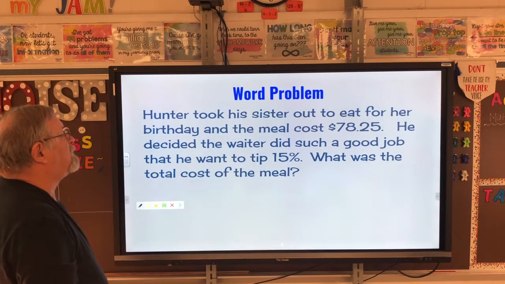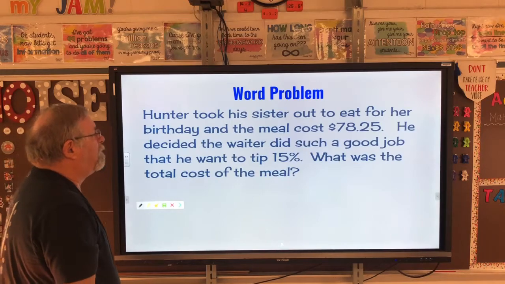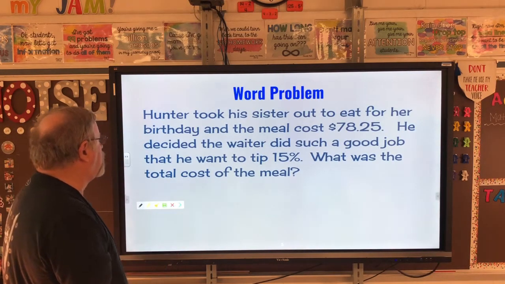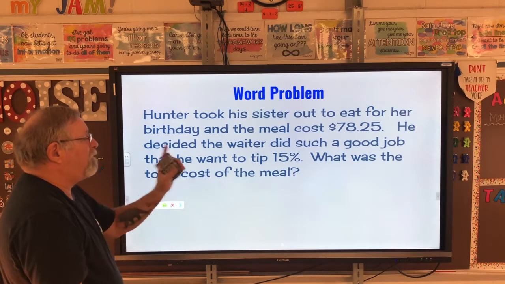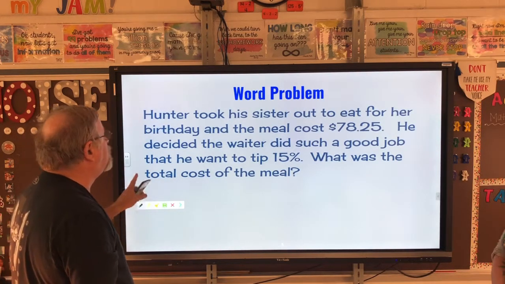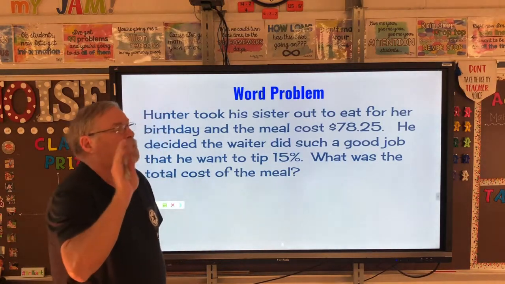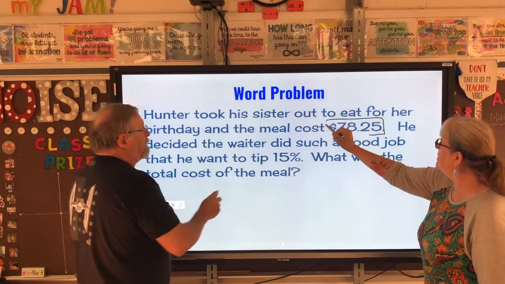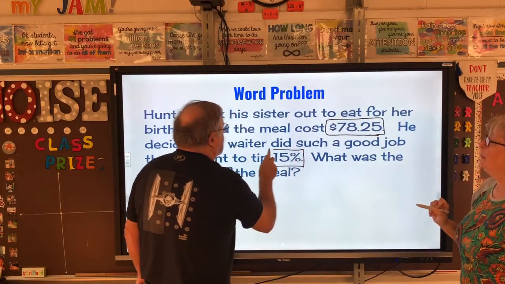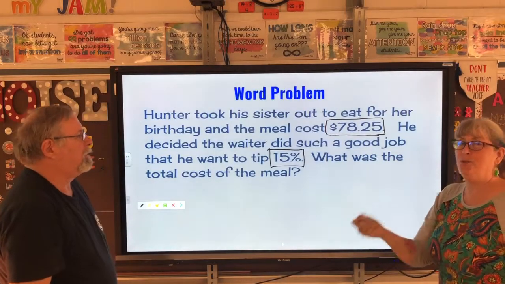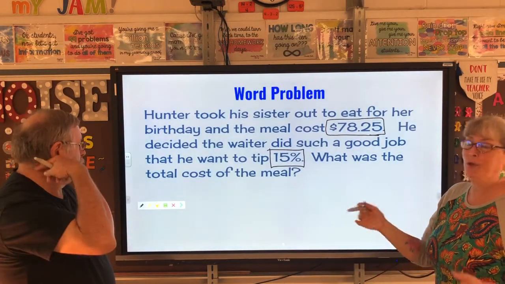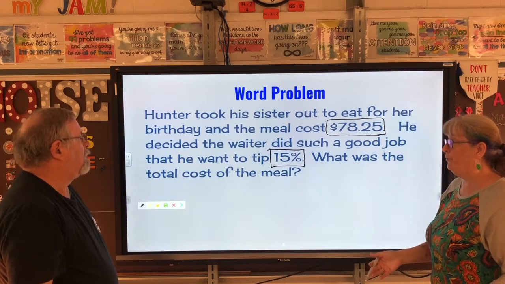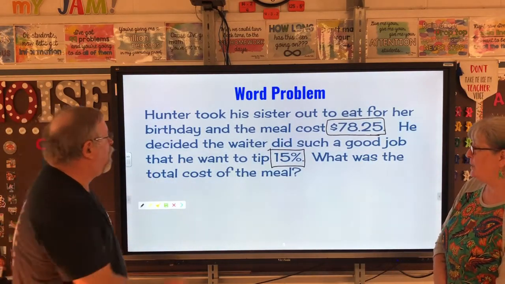Okay, so Hunter took his sister out to eat for her birthday, and the meal cost $78.25. He decided the waiter did such a good job that he wanted to tip him 15%. What was the total cost of the meal? Again, you really got to pay attention to what the question's asking. So give me the price of the meal. The price of the meal. And here's the tip. And in questions like this, we can't let you decide what the tip is. Because everybody does have a choice, and you know that from going out to dinner with your own family. But okay, so what was the total cost?